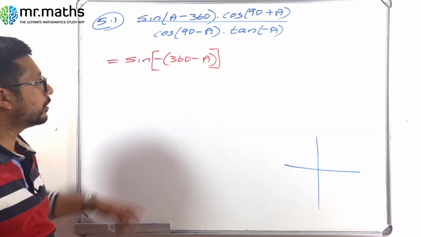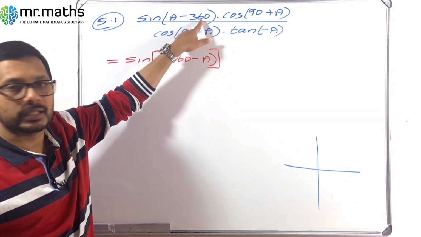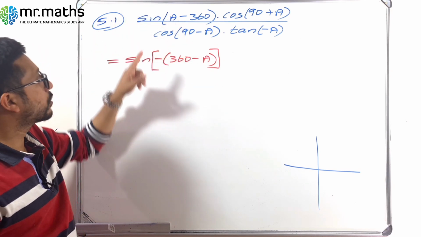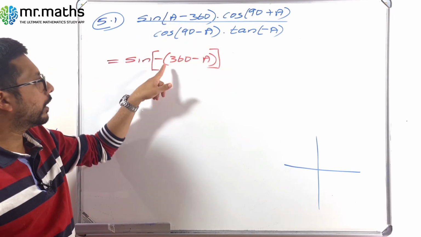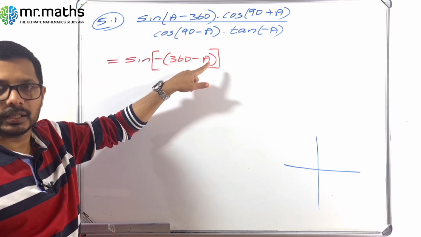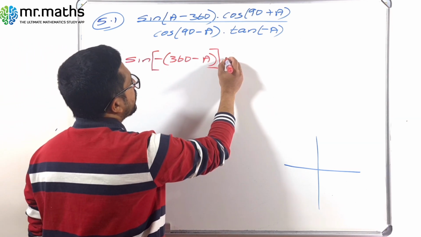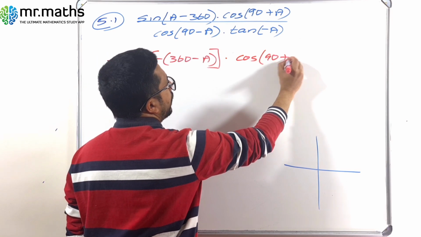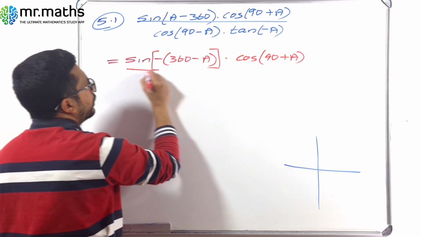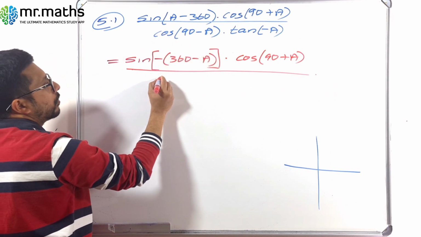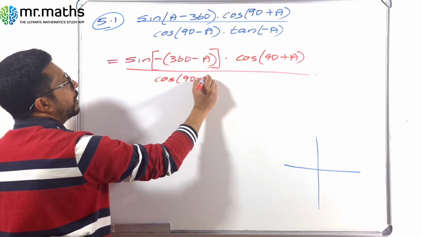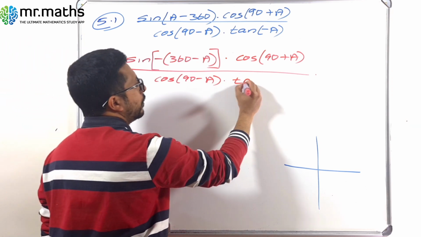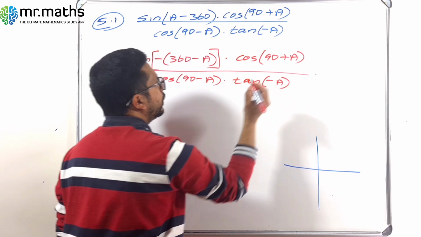Is it correct? Look at this one. Minus into 360 is minus 360. Minus into minus a is positive a. So there is no problem. So this sine of a minus 360, we can write it as minus of 360 minus a. Then the remaining is the same: cos of 90 plus a, we can apply the reduction formula together. The whole divided by cos of 90 minus a into tan of minus a. Next step we can apply that one.